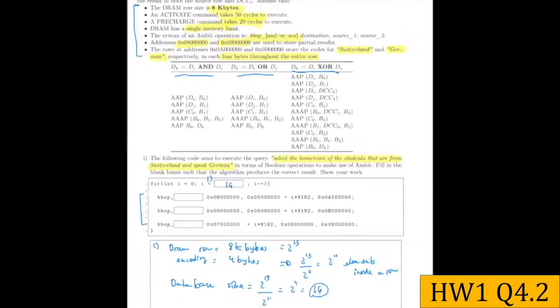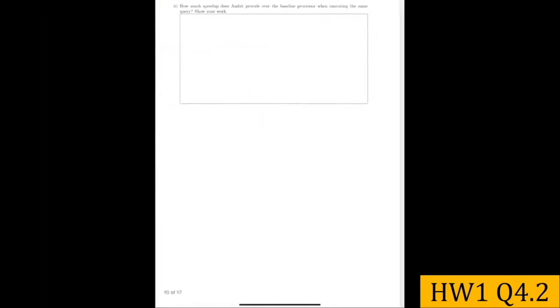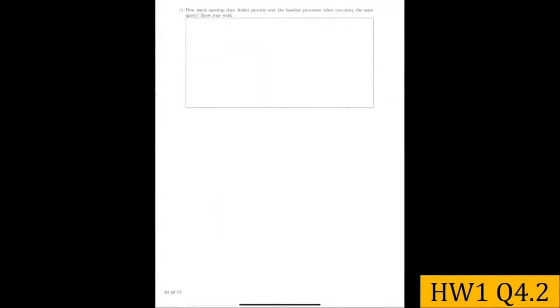Now we need to figure out the sequence of operations that you're going to generate, the instructions, the sequence of BBOP operations. So let's do some thinking over here. Pretty much, let's say that you just have two languages. So let's say in the database, you have, I don't know, German and Italian.